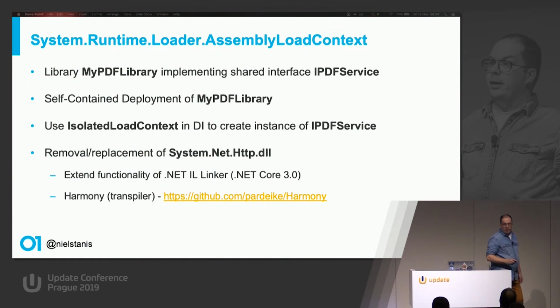Just to briefly recap what we have done, we've replaced the functionality with that interface implementation inside that library, and then we added it to the DI so it's available. And we replaced the system.net.http client with our own implementation, still allowing the main process, the main assembly load context, to use it, but not our own.